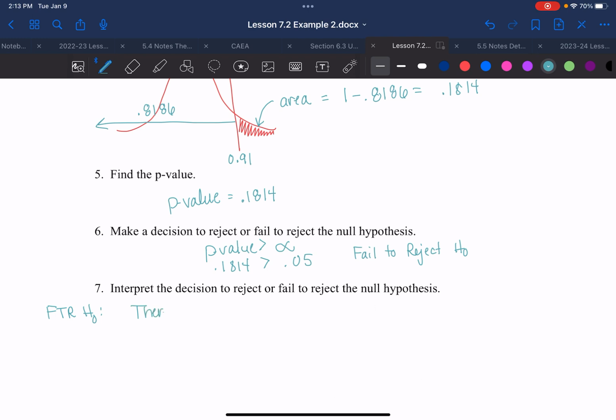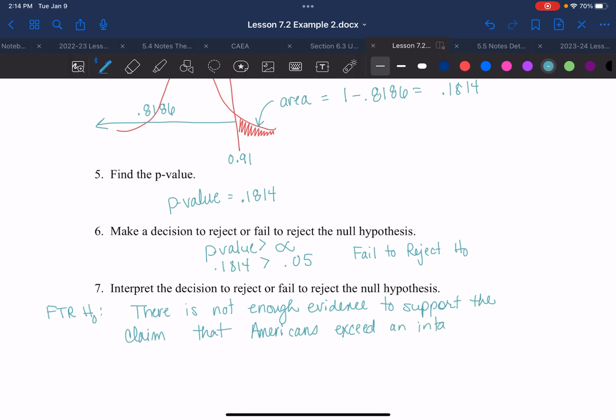So there is not enough evidence to support the claim that Americans exceed an intake of more than 3,300 milligrams of sodium per day.